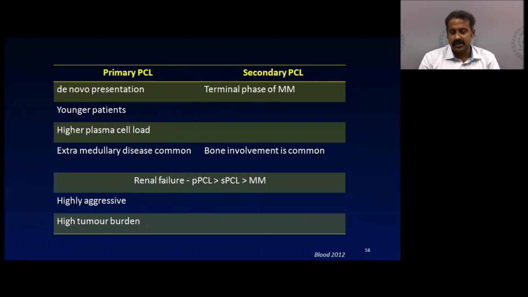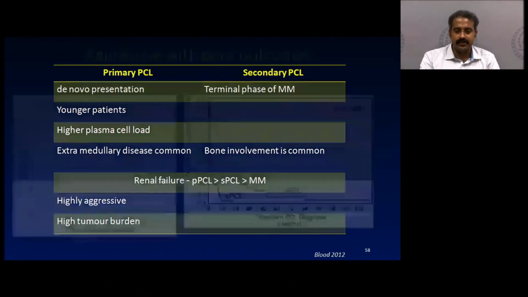Whereas in secondary plasma cell leukemia, a patient with multiple myeloma can have multiple relapses and finally reach a terminal phase of multiple myeloma. Primary PCLs are usually found in younger patients. They have a very high plasma cell load. Extramedullary diseases are more common, and the majority of these patients present with renal failure. Both of these are highly aggressive with very high tumor burden.